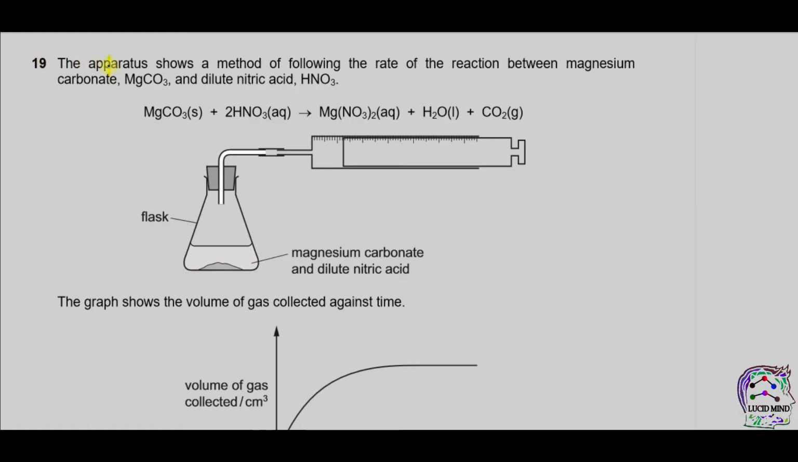Question 19. The apparatus shows a method of following the rate of the reaction between magnesium carbonate and dilute nitric acid. Carbonate plus acid, it forms salt, water and releases carbon dioxide gas. It can be measured using this gas syringe. This is the apparatus. We have flask, we have magnesium carbonate along with acid. The graph shows the volume of gas collected against time.